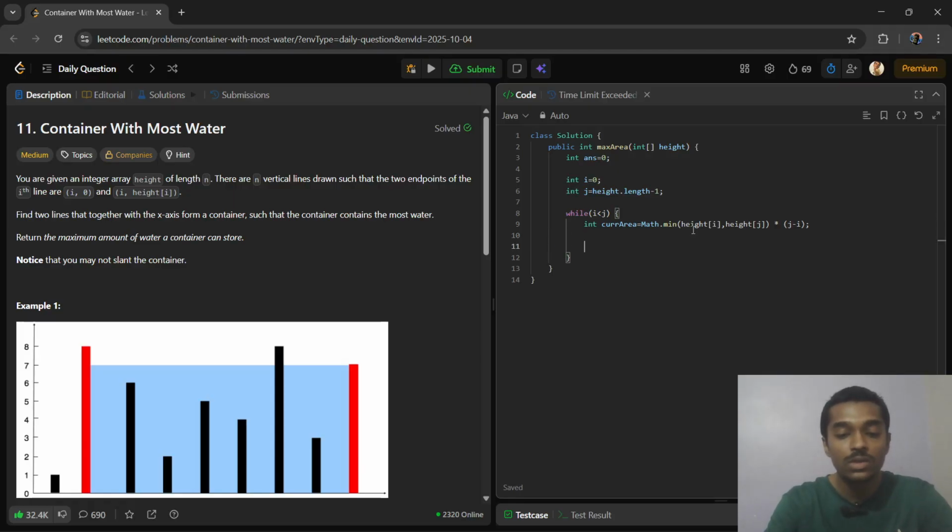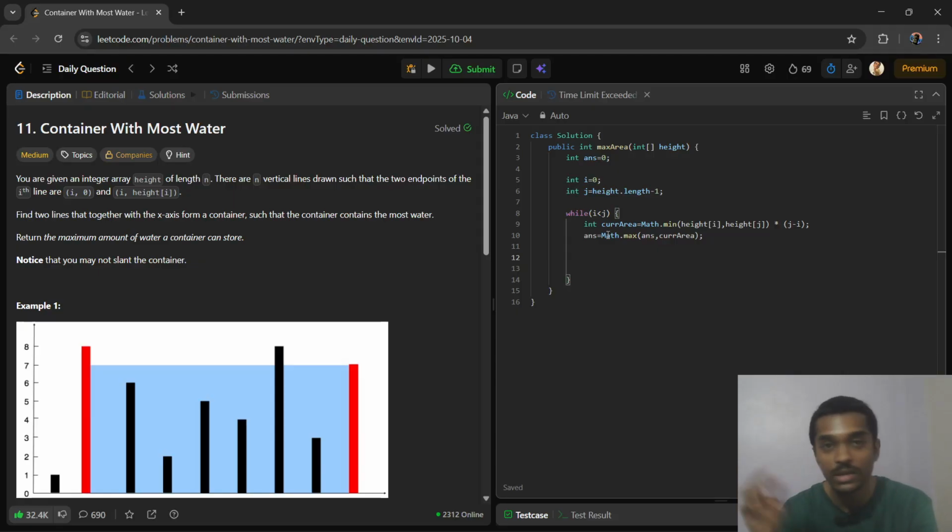This is our current area, so we have to update our max area, which is stored in our answer. So the answer is Math.max of answer and current area. Now which side do we have to move? Either way our width is going to decrease, so we have to keep the bigger height.